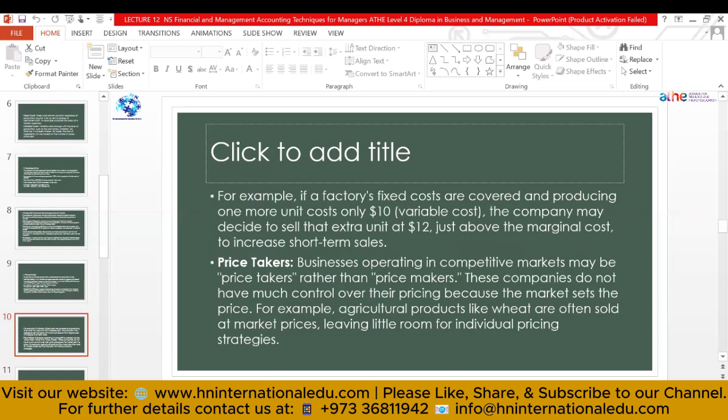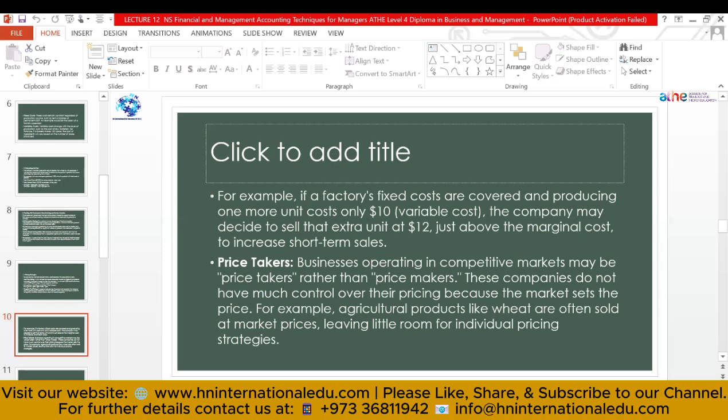For example, if a factory's fixed costs are covered and producing one more unit costs only $10, that is the variable cost which is changing, the company may decide to sell that extra unit at $12, just above the marginal cost, to increase short-term sales.